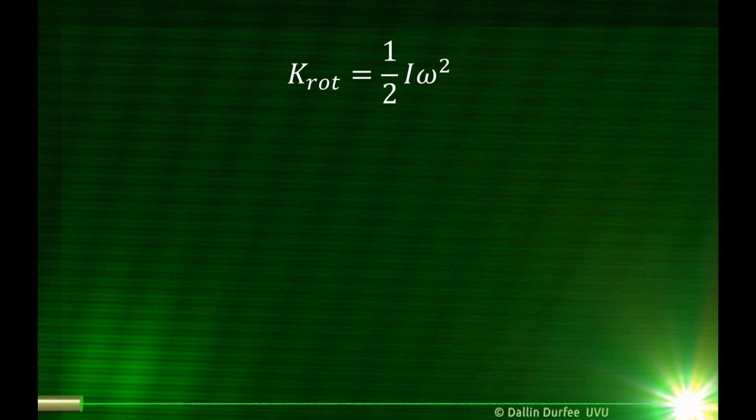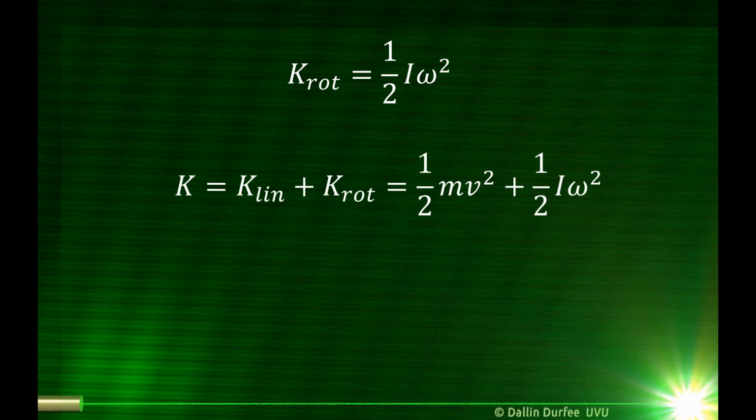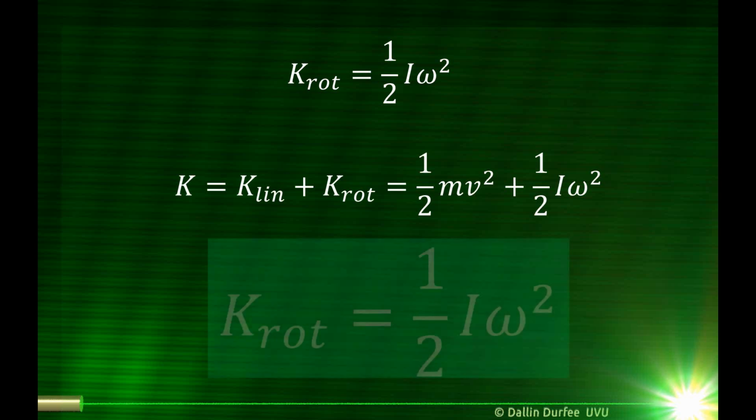Now, if I have an object that's rotating and translating, imagine I throw a frisbee, it's spinning, but it's also moving, then the total kinetic energy is the linear kinetic energy plus the rotational kinetic energy. So it's equal to 1/2 mv squared, where v is the velocity of the center of mass, how the object as a whole is moving, plus 1/2 I omega squared.